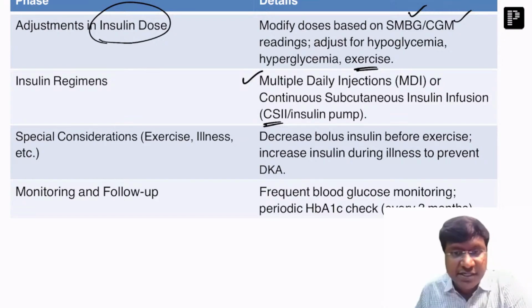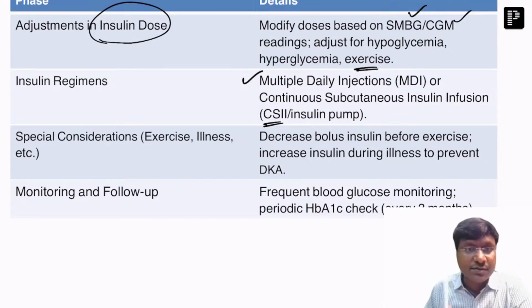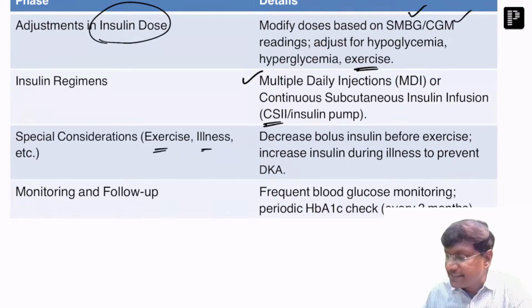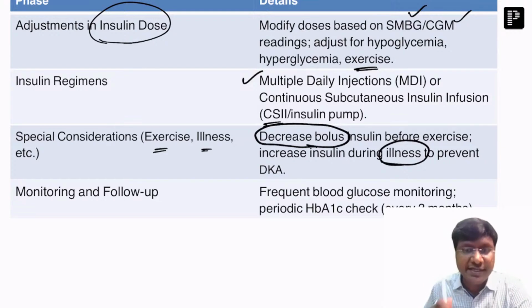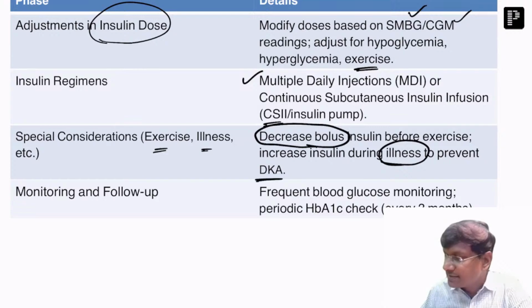Then you take the special considerations. What are these special considerations? These special considerations include exercise as well as illness. So during exercise, what you need to do is decrease the bolus dose of the insulin. Just before the exercise, you need to decrease the bolus dose of the insulin that the patient is taking. But during acute illness, there is an increase in the insulin requirement, mainly to prevent diabetic ketoacidosis.